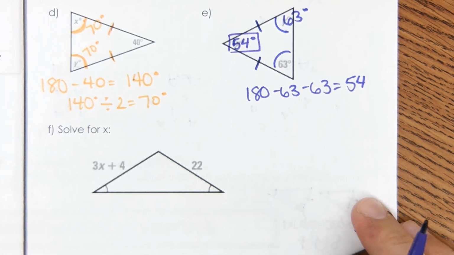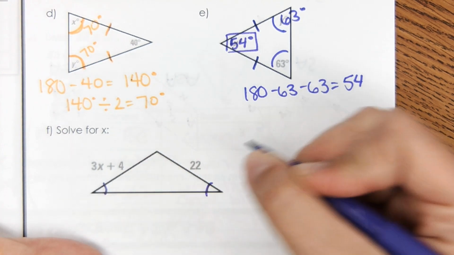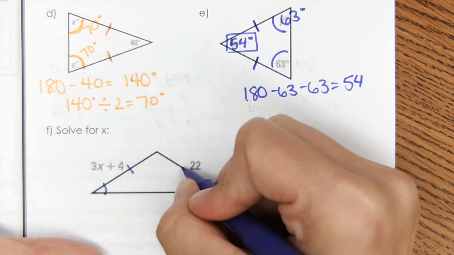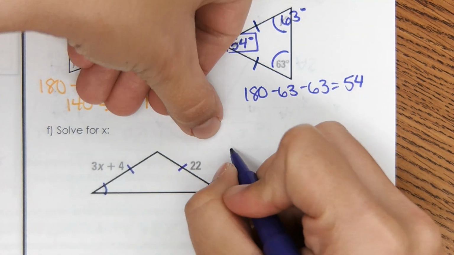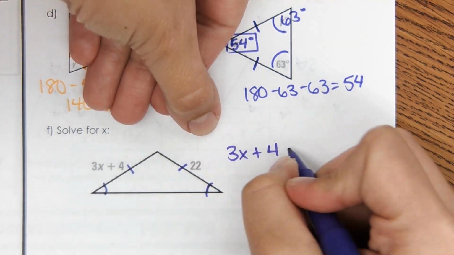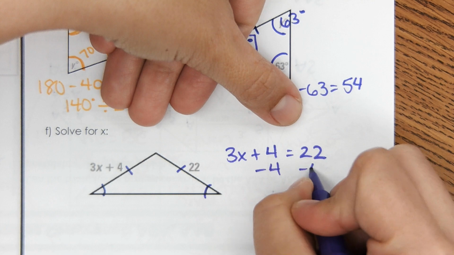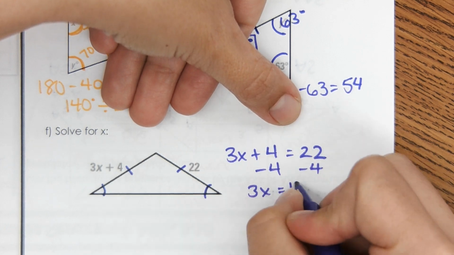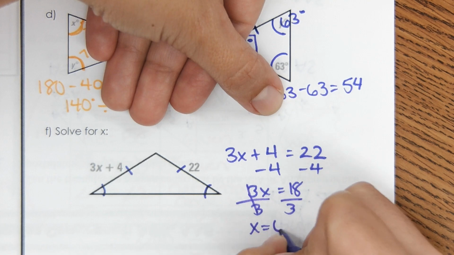Okay, and then for this one, they bring in a little bit of algebra. They show that this angle is equal to this, so that means that this side is equal to this side, and then we can set these equal to solve for x. So 3x plus 4 equals 22. Subtract 4 from both sides, 3x equals 18, divided by 3, x equals 6.